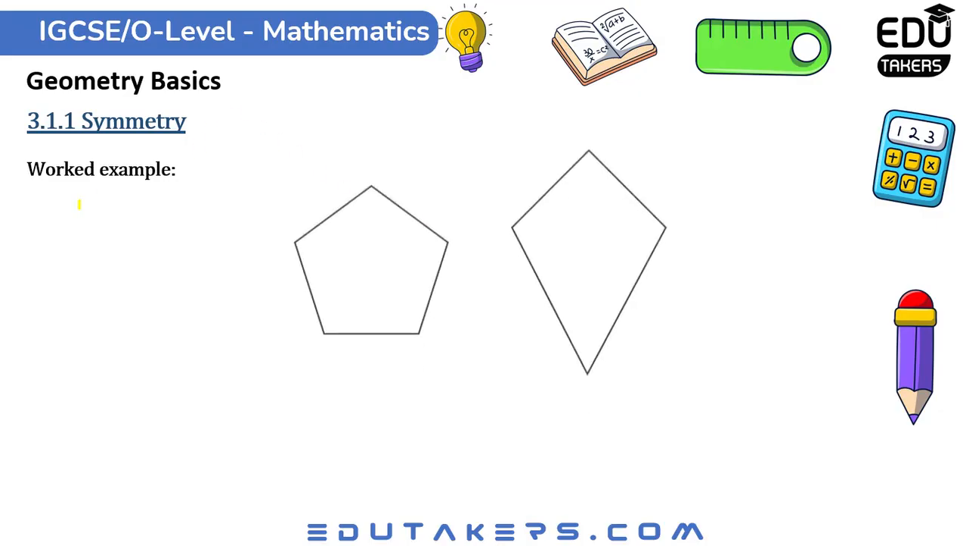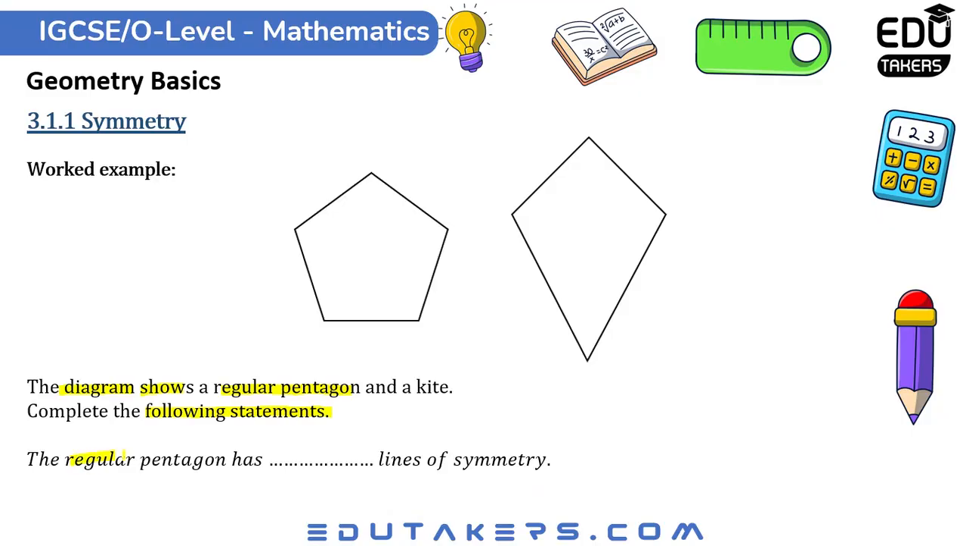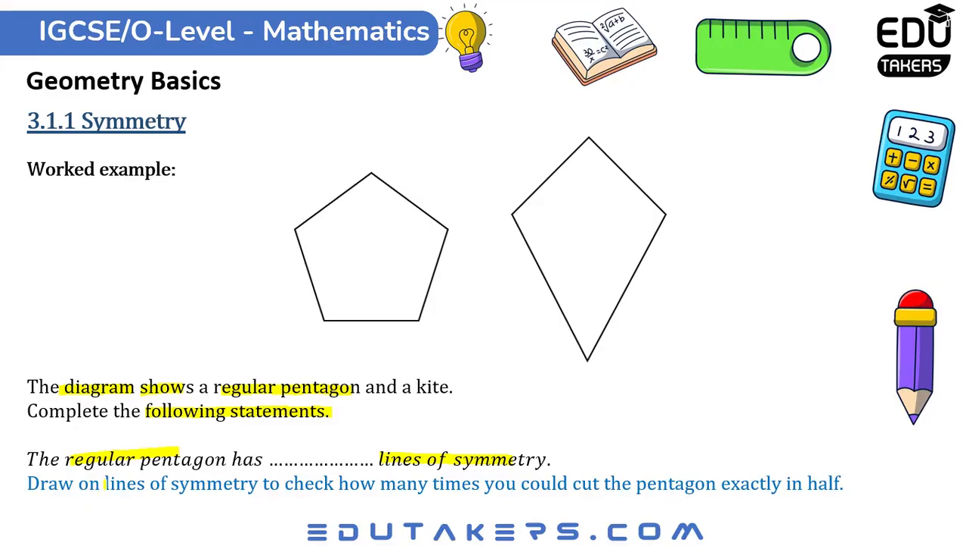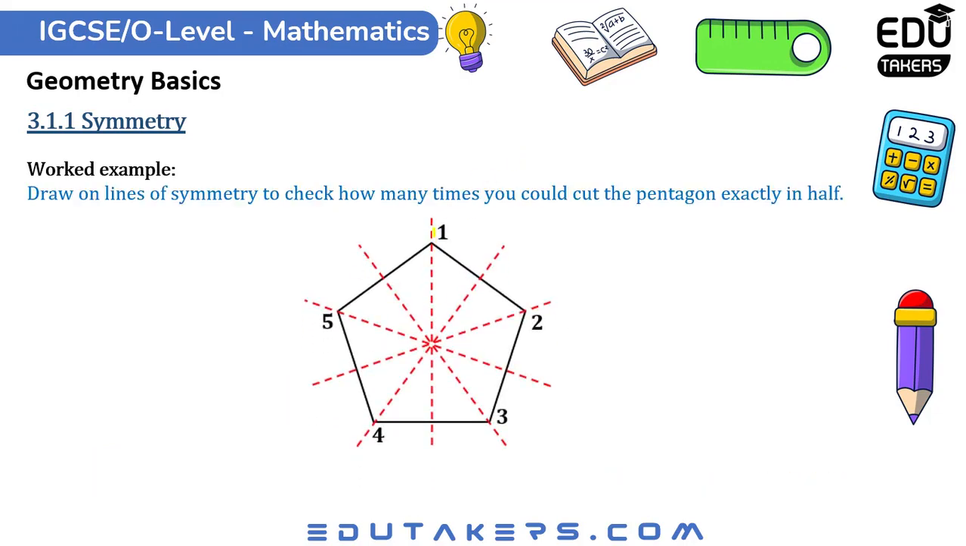Worked example. The diagram shows a regular pentagon and a kite. Complete the following statements. The regular pentagon has dash lines of symmetry. Draw on lines of symmetry to check how many times you could cut the pentagon exactly in half. Line 1, line 2, line 3, line 4 and line 5. The regular pentagon has 5 lines of symmetry.